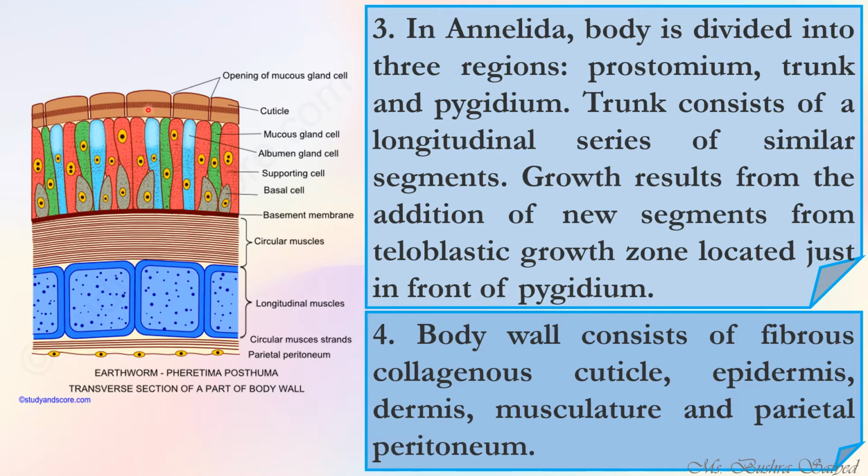So the body wall has a cuticle over it. If you want to dissect any animal which has a cuticle over it, you first have to remove the cuticle layer so that you can easily dissect the organism. This cuticle is present mainly in annelids over the body. Followed by the cuticle, there is the epidermis region. Epidermis is followed by the muscular layer having circular and longitudinal muscles, and the parietal peritoneum, that is the innermost layer of the body wall.